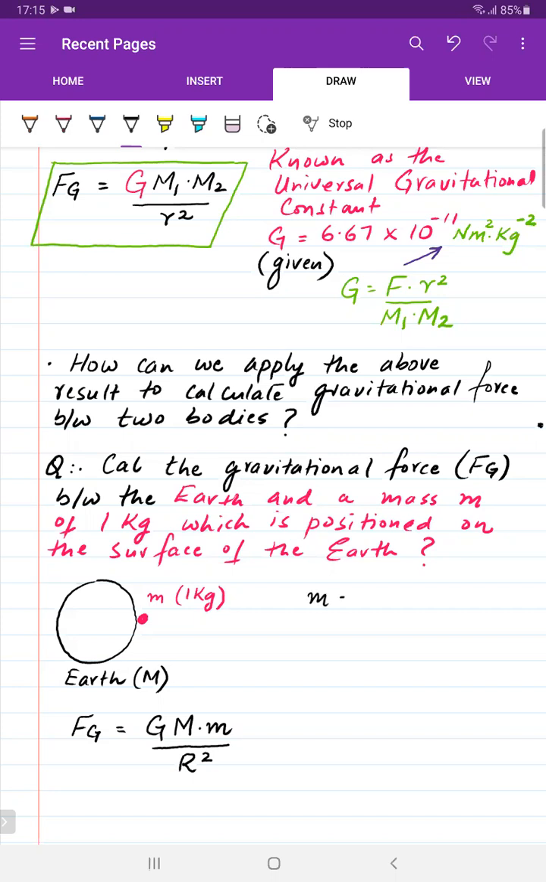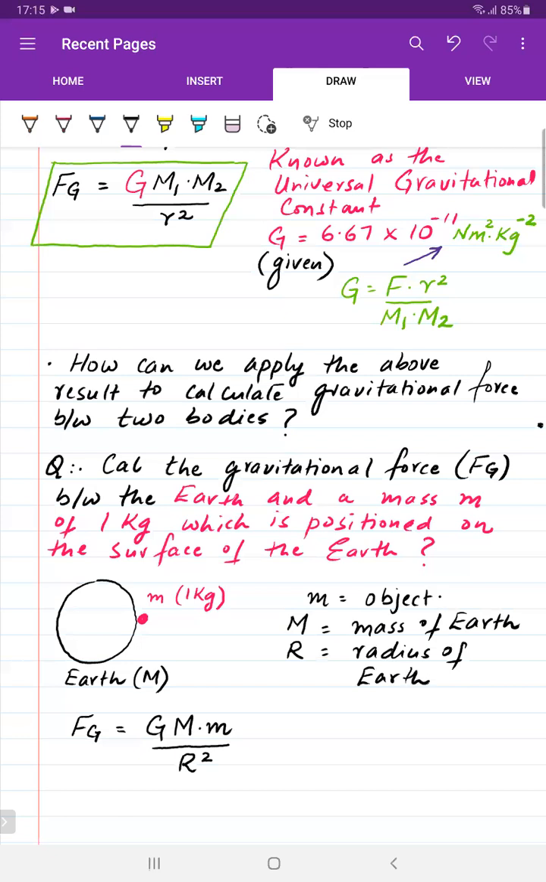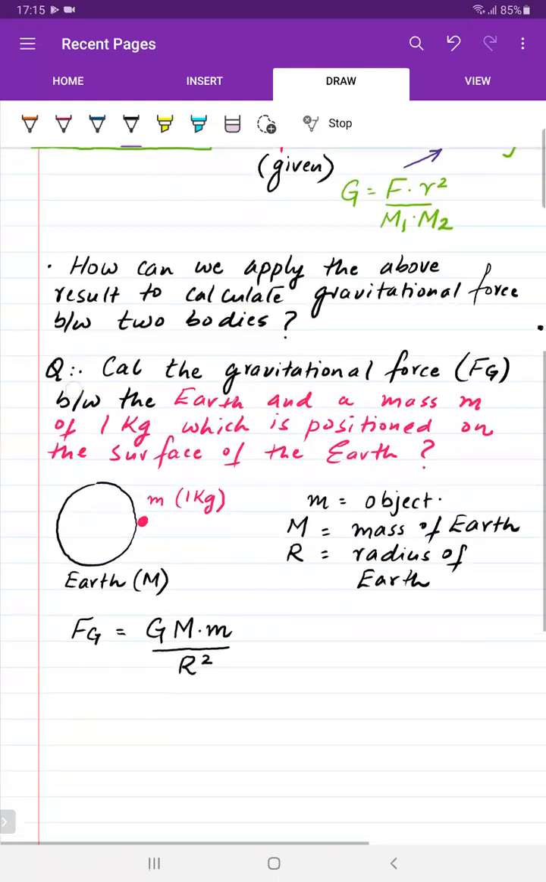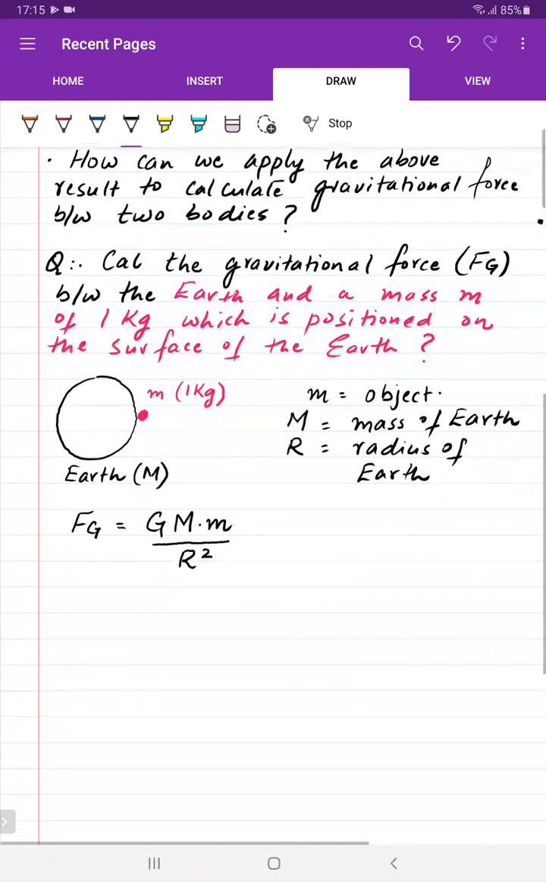So small m in this case represents the mass of the object. वैल्यूज अभी प्रोवाइड कर दूंगा. Capital M in this case represents the mass of the earth. And capital R in this case represents the radius of the earth. So provided that these values are given to you, you can apply the formula to calculate the value of the gravitational force. Numbers मैं आपको दे देता हूँ. Replace करके देख लेते हैं result क्या बनेगा.